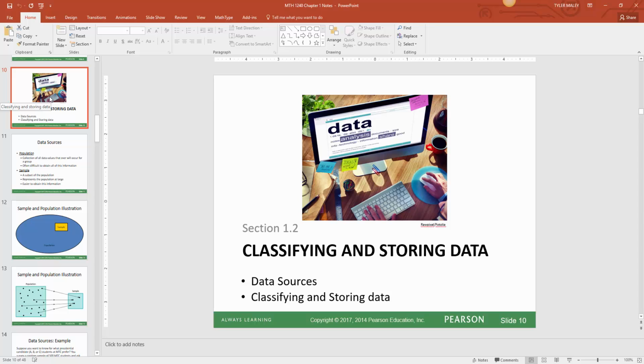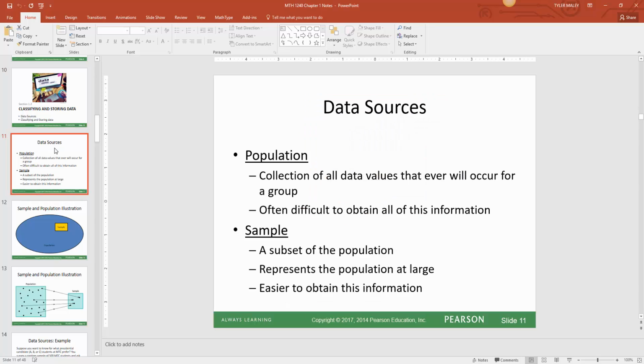So the next section is classifying and storing data. We'll look at data sources and then classifying and storing data. So this slide is on data sources. You can think of 2 different sources of data. We can have a population of data. This is a collection of all data values that ever will occur for a group. And a note here says it is often difficult to obtain all this information.